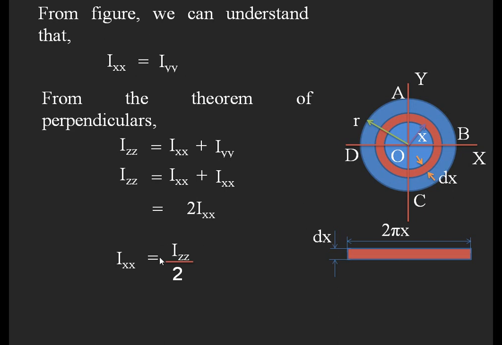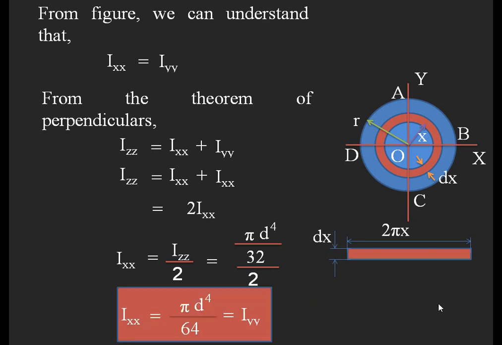Izz we already got as pi d power 4 by 32. So now write down pi d power 4 by 32 by 2, which will be giving 32 into 2. Then pi d power 4 by 64, which is the moment of inertia about the x axis. That can be equal to Iyy also. Okay, so whatever moment of inertia we get about the x axis should be equal to the moment of inertia about the y axis.